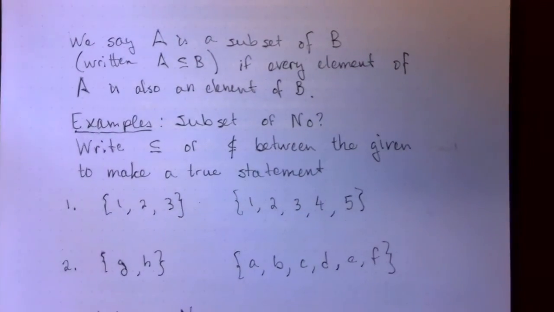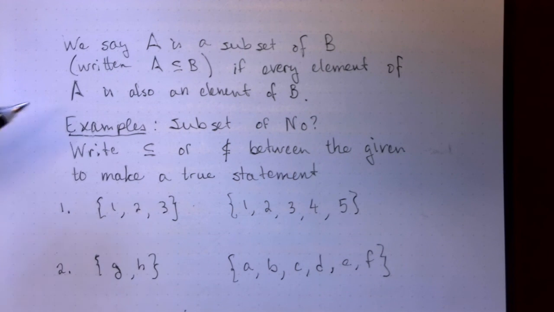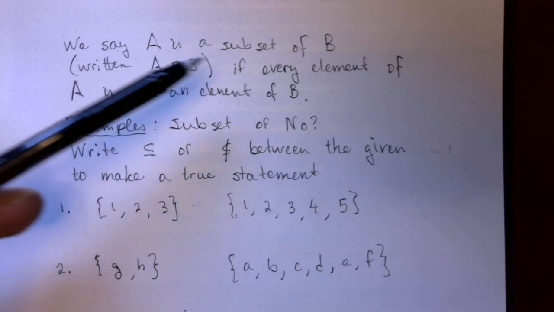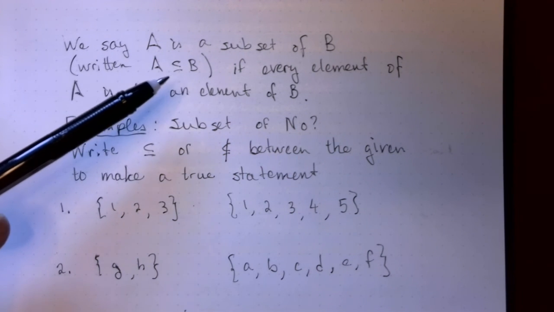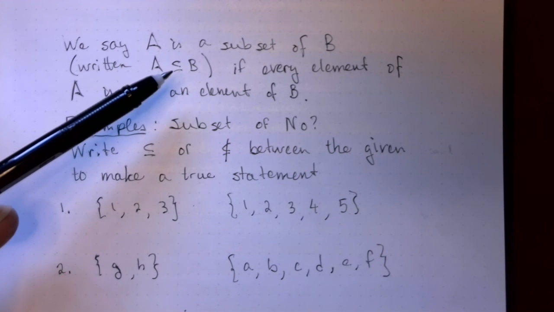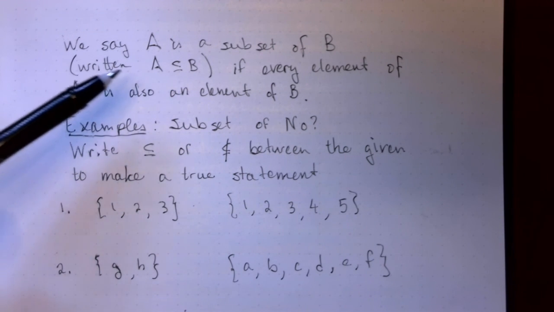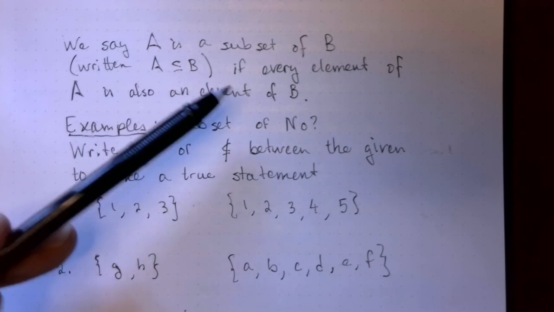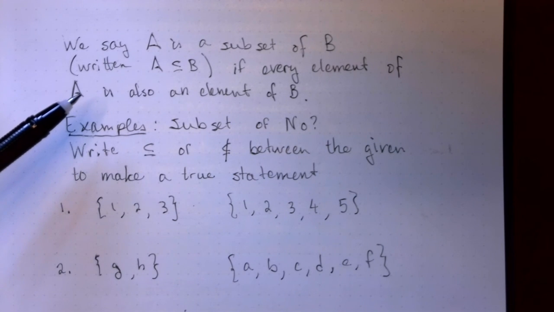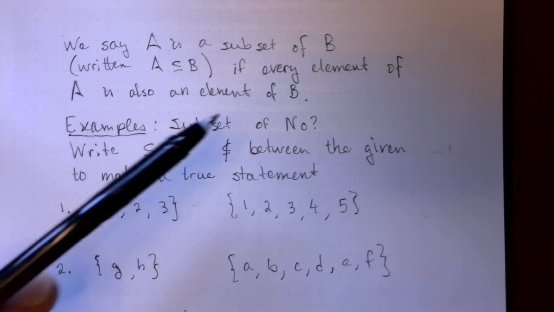So let me go to my next page here. Okay, so we say that A is a subset of B, and it's written this way. You'll notice that kind of looks like the less than or equal to symbol from arithmetic. It's a little bit rounded at the end. Okay, so we say A is a subset of B if every element of A is also an element of B.